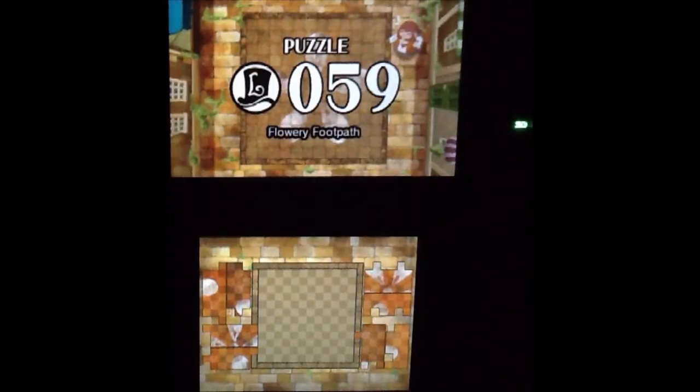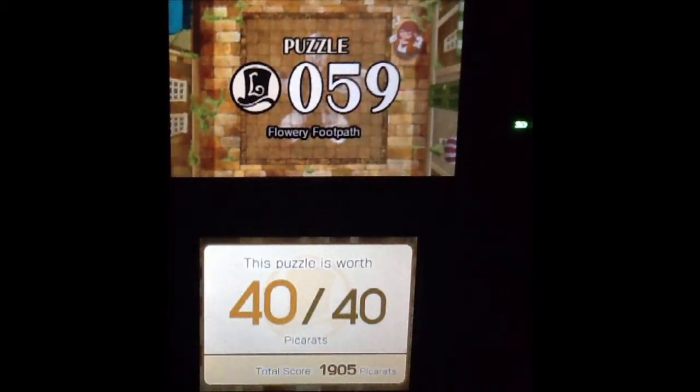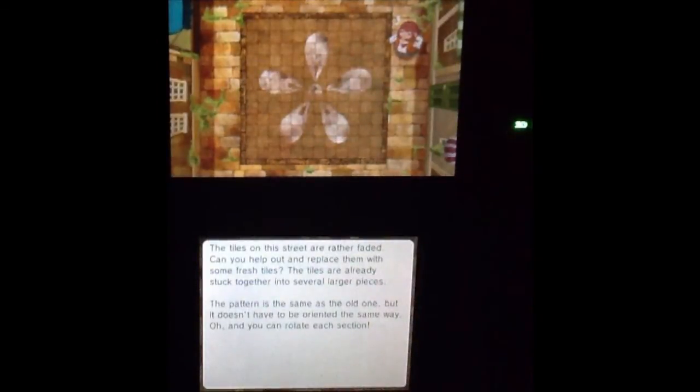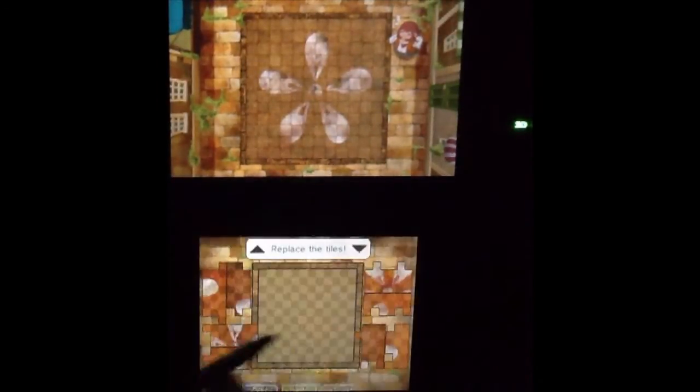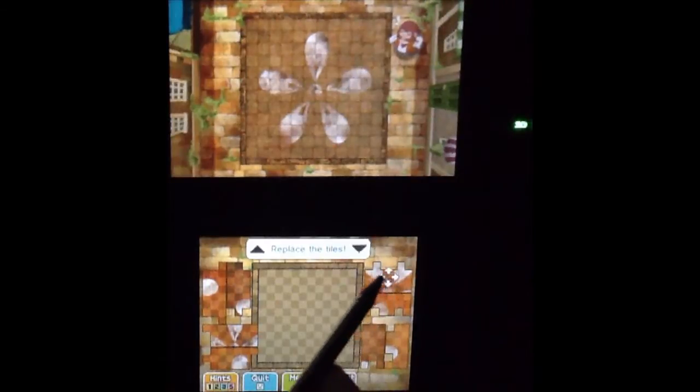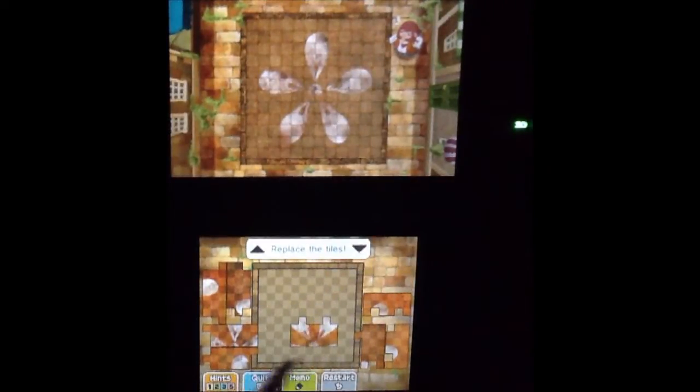Puzzle number 59, Flowery Footpath. This puzzle is a jigsaw puzzle. I haven't seen one of those in a while. Let's see, the easiest way to solve this puzzle is by getting the middle piece in place. So let's get the middle piece in place. Does that look like it to you? 'Cause it looks like it to me.